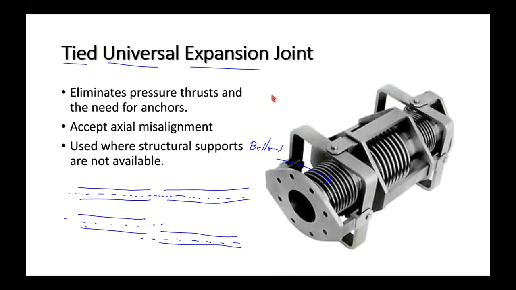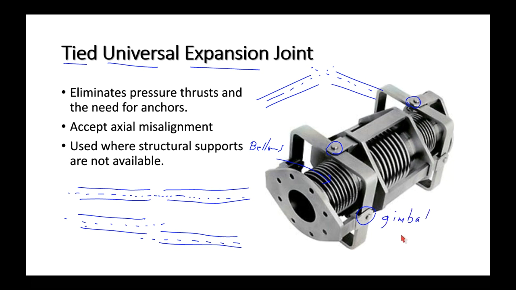They will also accept angular misalignment. So angular misalignment is I got a pipe like this, I got a pipe like that, and they are angularly misaligned. Not only do they accept it, but they're designed for that. So we have these things here. These are called gimbal mechanisms. They don't all have gimbal joints, but this particular one in the picture has gimbal joints, G-I-M-B-A-L joints. And that's really what permits that axial and angular misalignment.